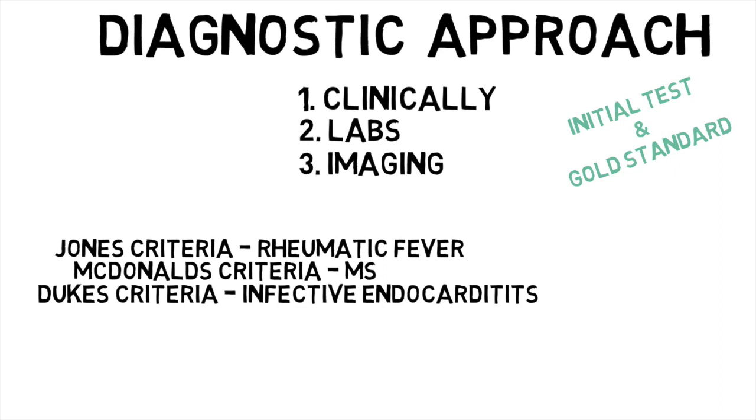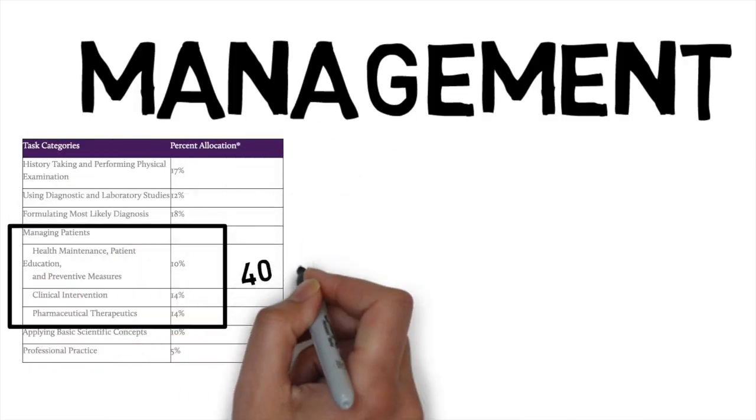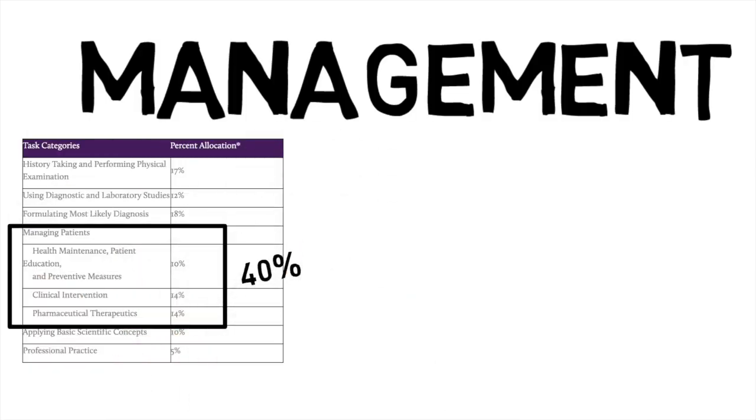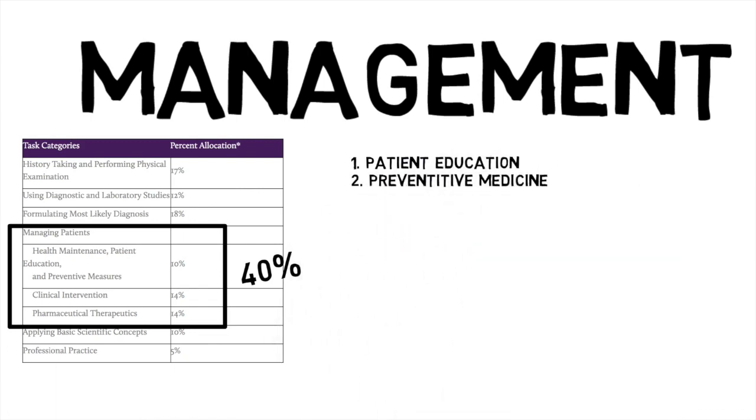Now, next up is management. As we had discussed before, management makes up about 40% of the task categories, which is a huge number. So it's very important that we pay close attention to this and prepare for it from day one of PA school, since it's such a large portion of your exam. And management can be broken into a few portions. Patient education and preventative medicine, both of them kind of go hand in hand, followed by pharmacological and surgical intervention.